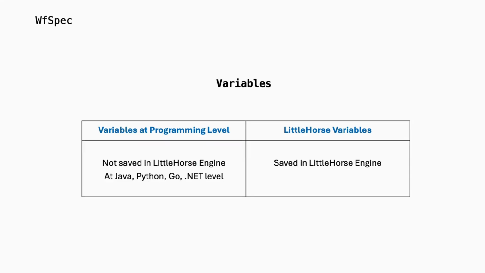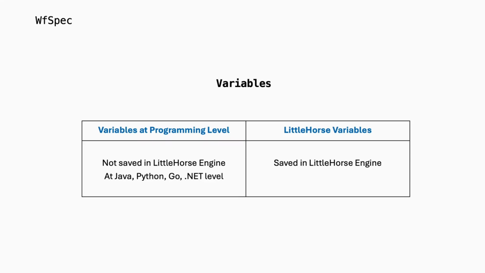There are 2 different levels of variables. Variables at the programming language level. In this case, we're writing in Java, so Java variables. This type of variable is only declared at the Java level and will not be saved in the LittleHorse server. The second type is LittleHorse variable, which can be saved and searched from the LittleHorse server.